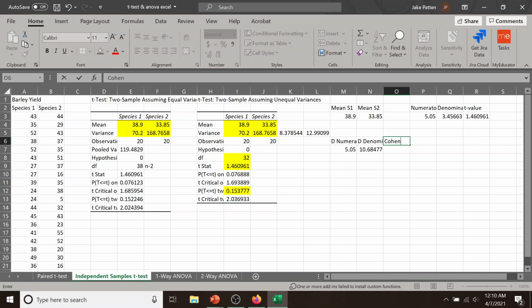Okay, well, Cohen's d is so simple. All you got to do is put the numerator over the denominator, and there's your Cohen's d. Cohen's d in this case is 0.47. It is a medium effect. It's not huge, but it's not tiny. So it's just a medium effect. All right, that's it.